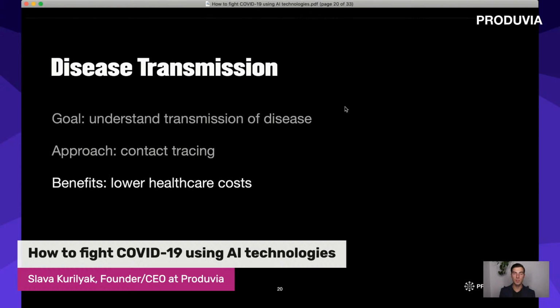The benefits to this approach is that we're able to reduce the healthcare costs. We're able to save lots of time because now we don't have to go and do manual tracing. Now we can be much more data-driven. We can now use AI technologies to accomplish this. So if we're able to understand who has COVID, who is under quarantine, who is not, we're able to then in a way predict where transmission will happen next, right?